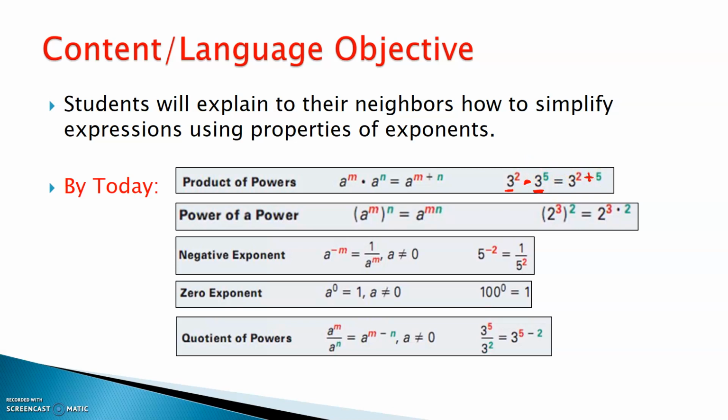All right, the next one we talked about was power of a power. Again, that means, hey, if you have an exponent getting kicked up to another exponent, what do we have to do? That's just simple multiplying right there. You multiply the 3 times the 2, and we would have gotten 2 to the 6th power.